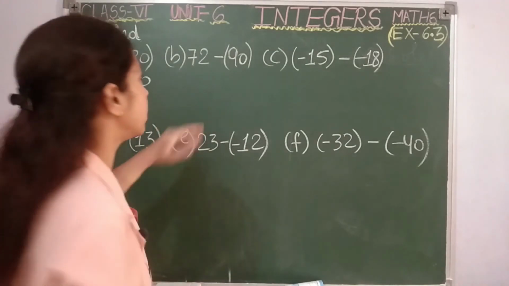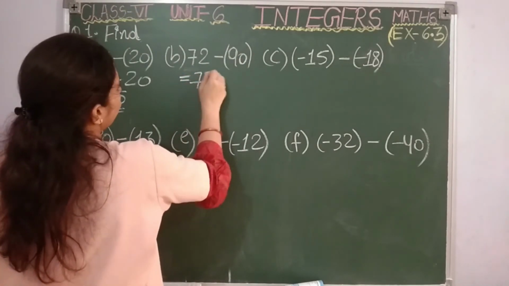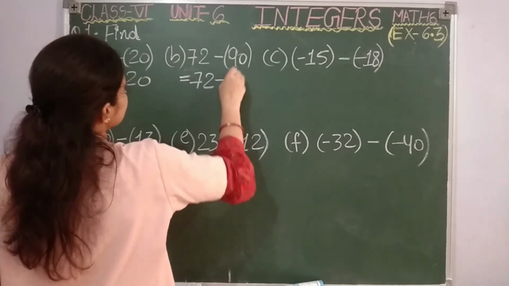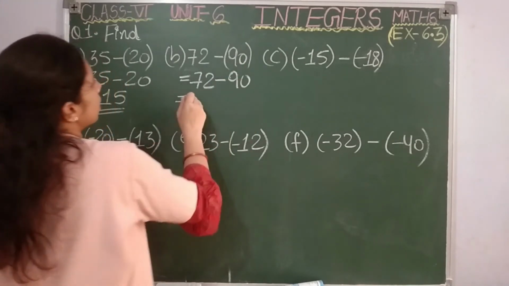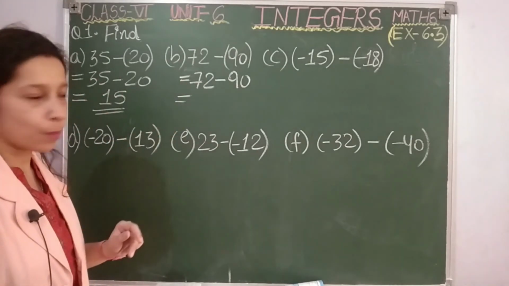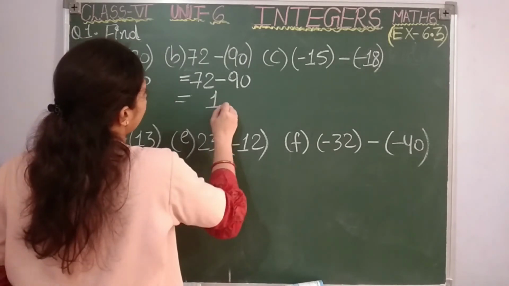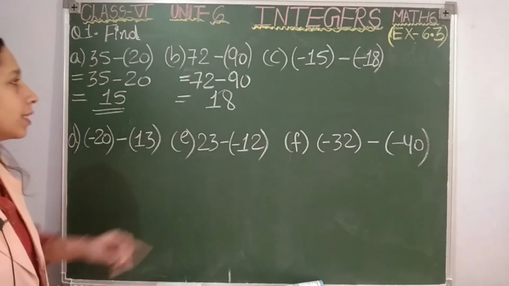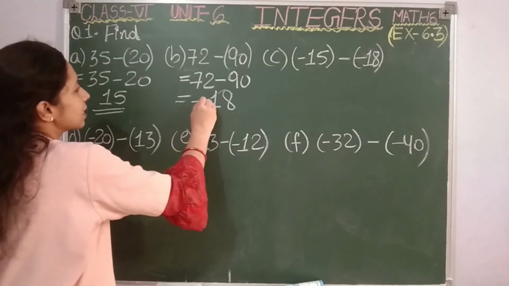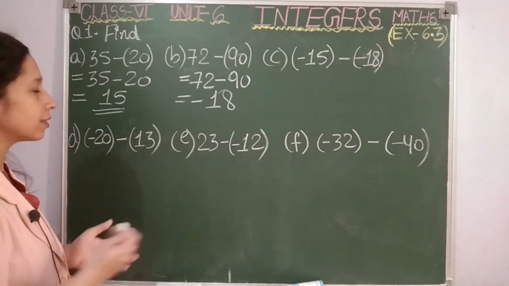Point number B students. Again take 90 out of the bracket. So 72 minus plus minus 90. Now positive negative will give us negative, plus minus minus. So 72 minus 90 will give you 18. Now plus 18 or minus 18 students? Minus 18, because 90 is the greater number with negative sign. So in the answer also I will write minus sign.